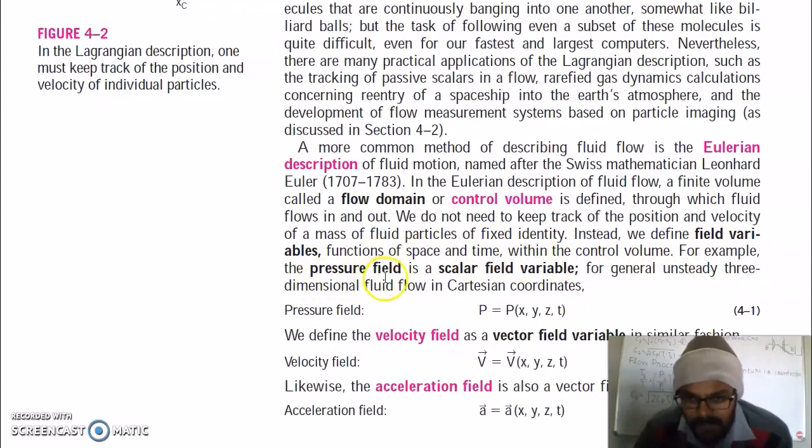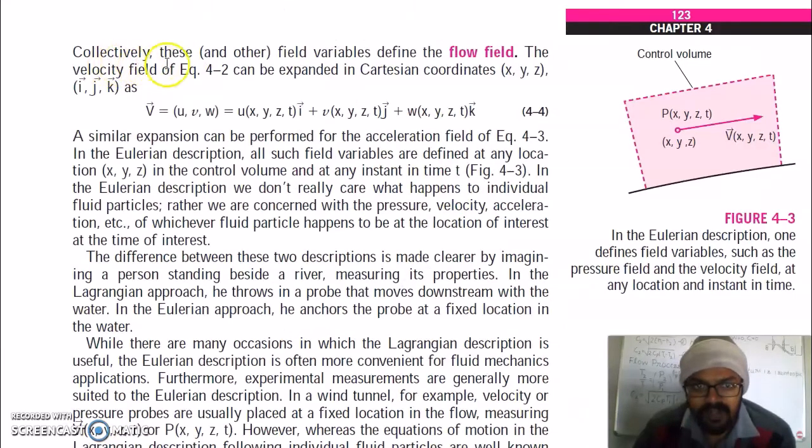For example, the pressure field is a scalar field variable for general unsteady three-dimensional fluid flow in Cartesian coordinates. So the pressure field is equal to a function of x, y, z and time. Then the velocity field, which is a vector field variable, is a function of x, y, z, t. And then the acceleration field is also a vector field variable, a function of x, y, z and t. Collectively, these field variables define the flow field.